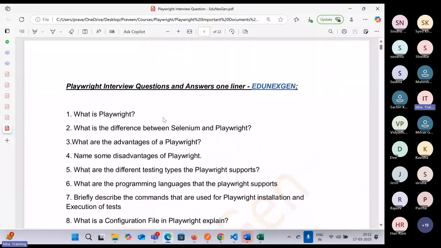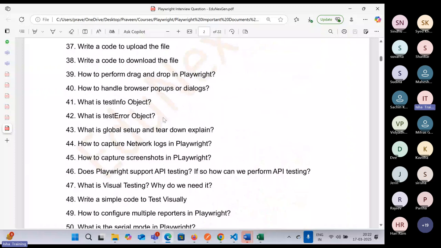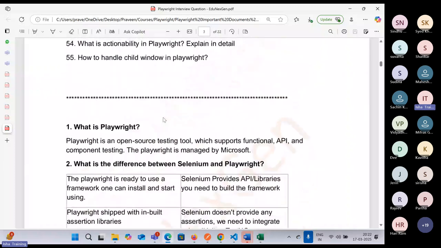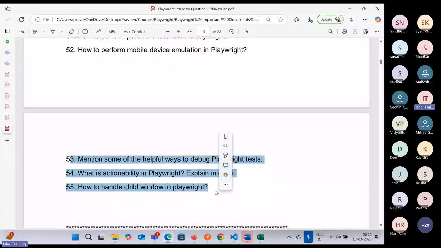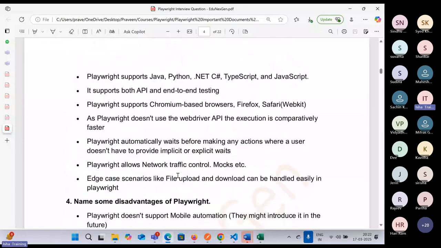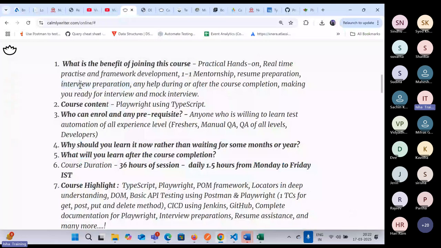These interview questions have been developed completely from scratch, starting with what is Playwright, why Playwright, and so on, going through the different experience levels of people going through interviews. I've given 55 questions along with the answers as well. So this will be another benefit for interview preparation.